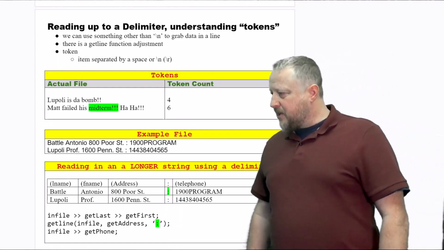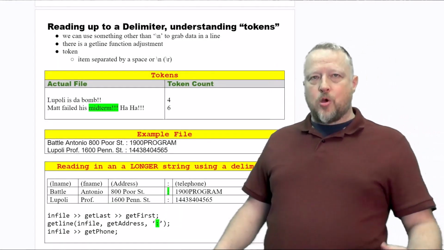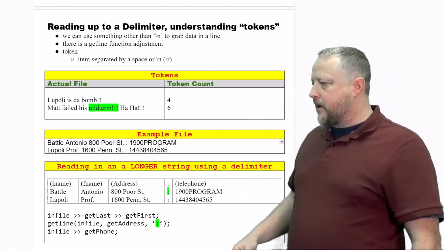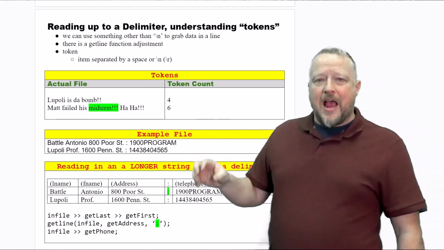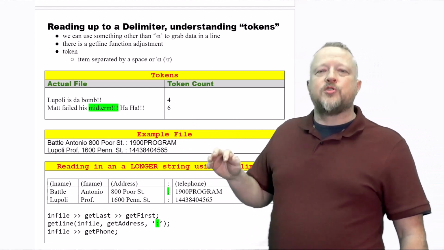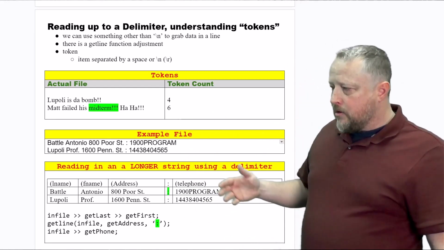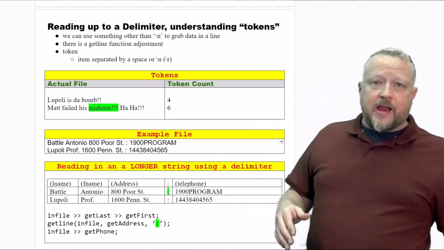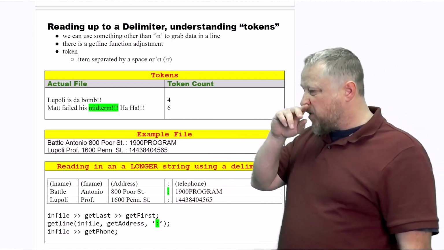Reading up to delimiters and understanding tokens. So let me actually tackle the tokens part first, because that one's frankly easy. A token is how many individual words are in a line that are separated by either a space, a new line, or carriage returns, so you do have that \r.